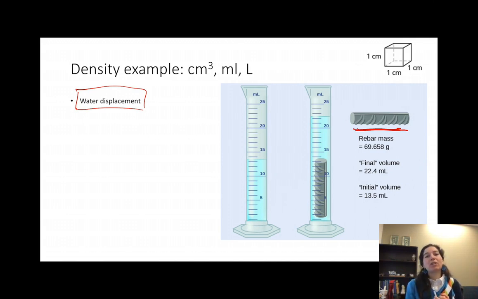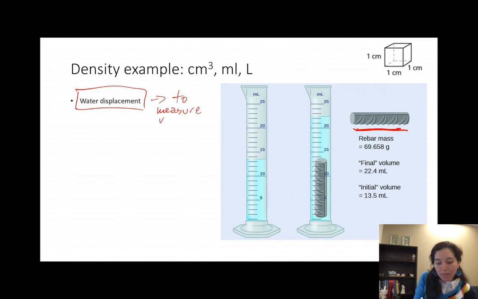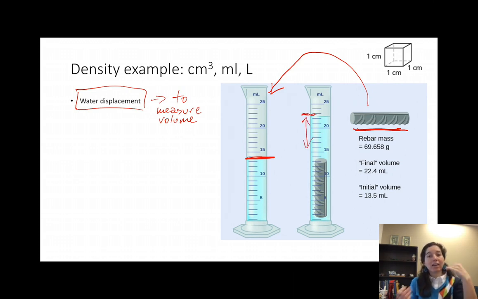So one way that we can measure volume very easily is using water displacement. So that's why we're using this method to measure volume, because it can measure any volume regardless of its shape. So what we do here in order to measure water displacement is you have a measuring device that you fill with water, and you can put a solid into the water and measure the change in the height of the water. And this tells us how much of the water was displaced by the object, because the water can't fill the area that the rebar now is occupying.